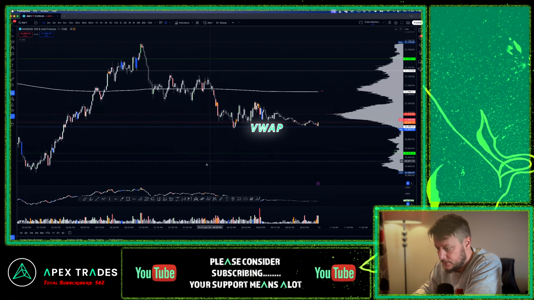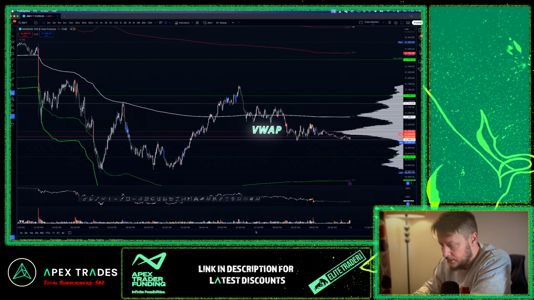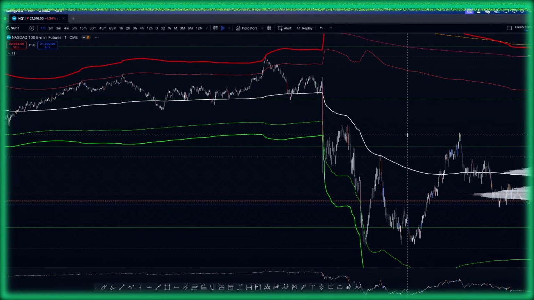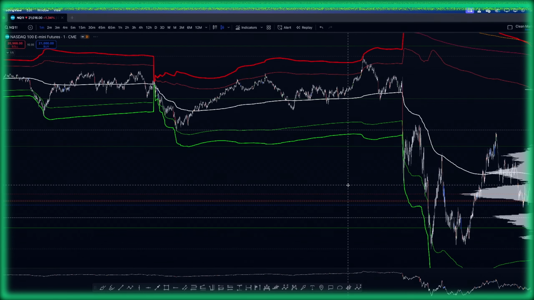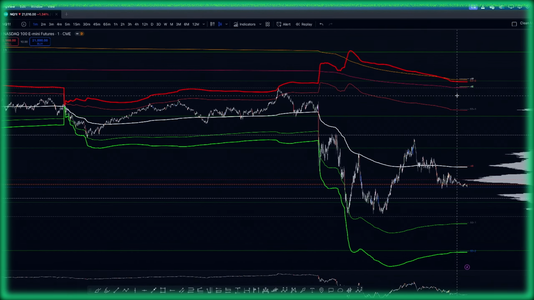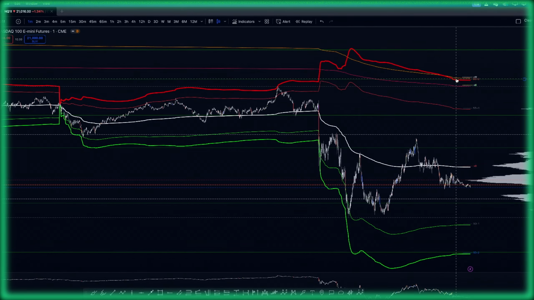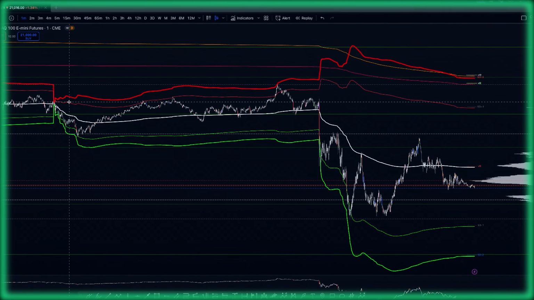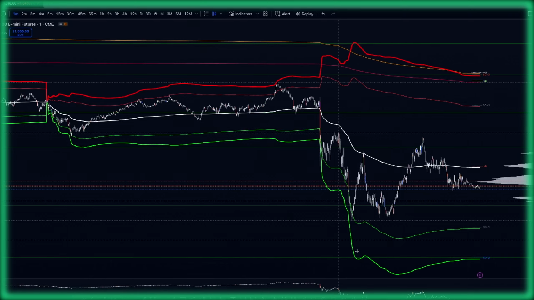VWAP. Okay, now I've explained VWAP a number of times, but I'm just going to explain it again because I think it's a really important thing for people to understand. What we're looking at here is essentially a bell curve, right? That's the tip of the right hand side of the bell. There's the top of the bell, and then we come down to the bottom.